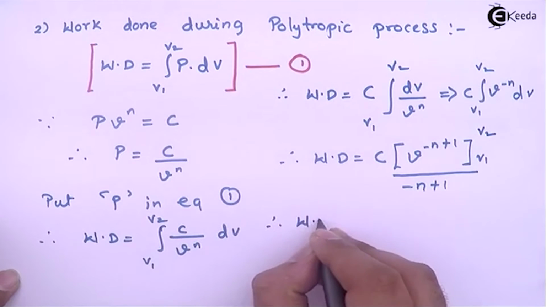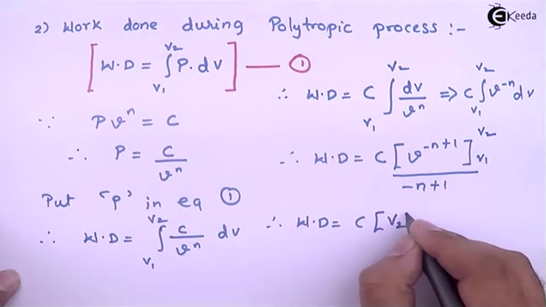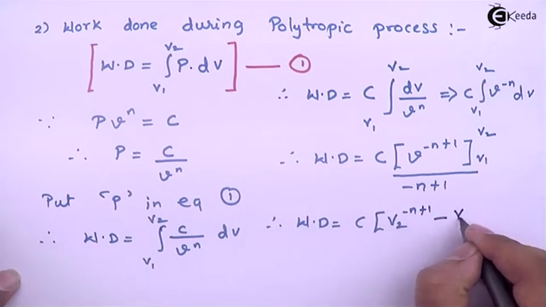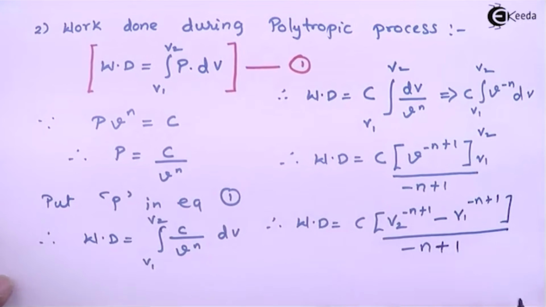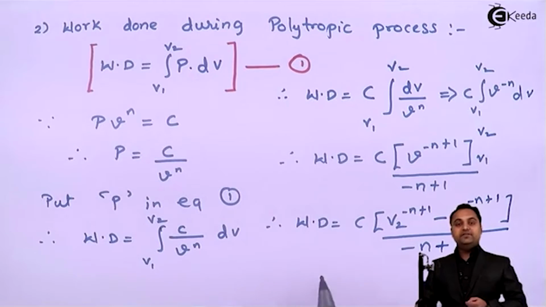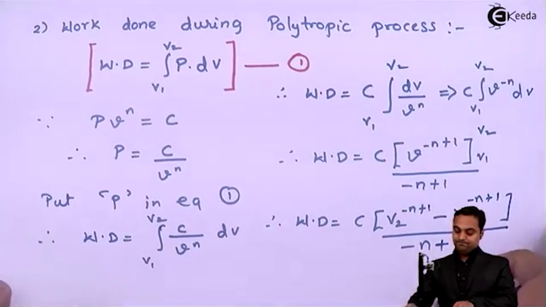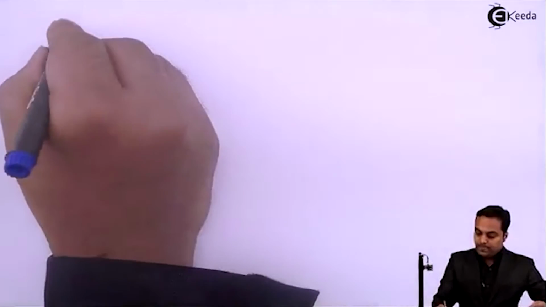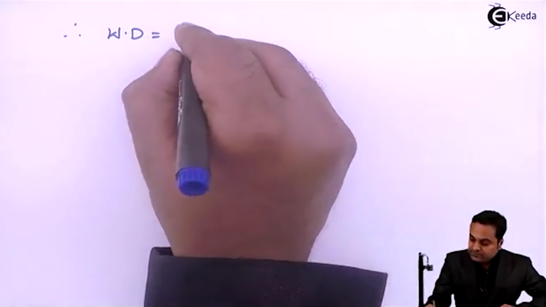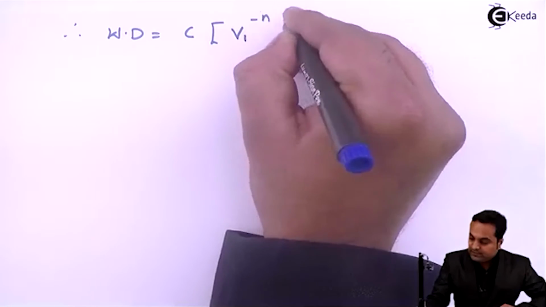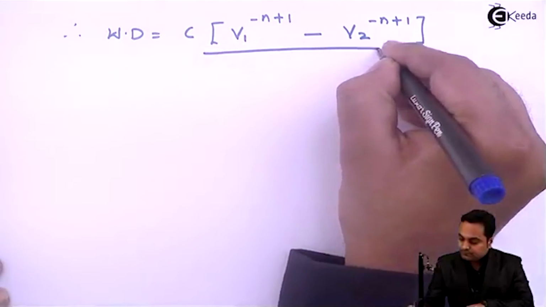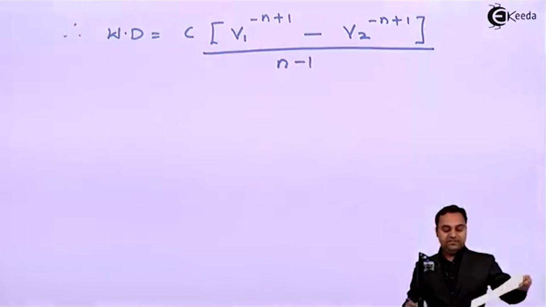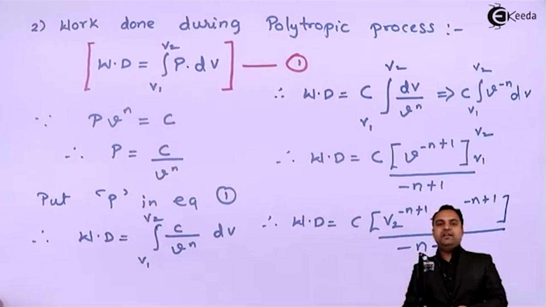So work done will be equal to C into V2, the higher limit, raised to minus N plus 1, minus the lower limit V1 raised to minus N plus 1. Now, in the denominator, I am having minus N plus 1. I want this formula in the form of V1 minus V2. So I'll take negative common from the numerator, and I have to take negative common from the denominator as well. So this equation will become work done is equal to C, V1 raised to minus N plus 1, minus V2, the second term, raised to minus N plus 1, divided by N minus 1. Previously it was minus N plus 1, so when I take negative common, it becomes N minus 1.